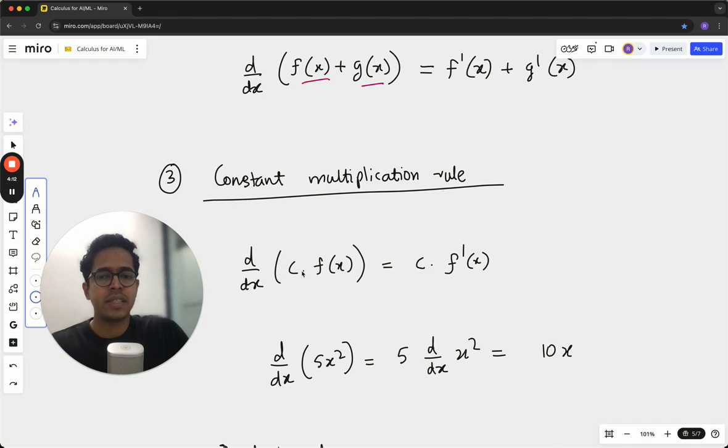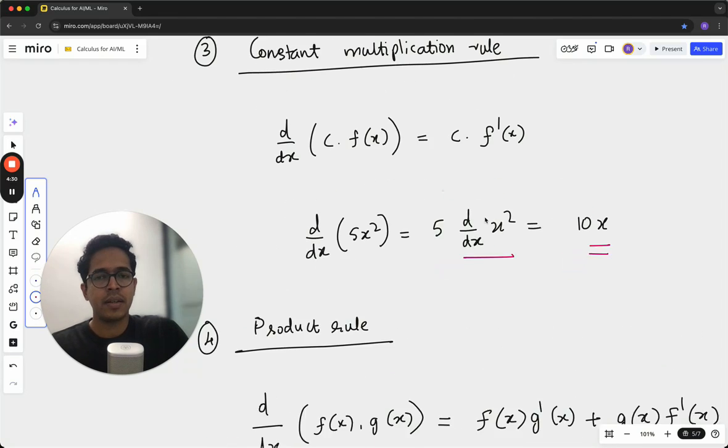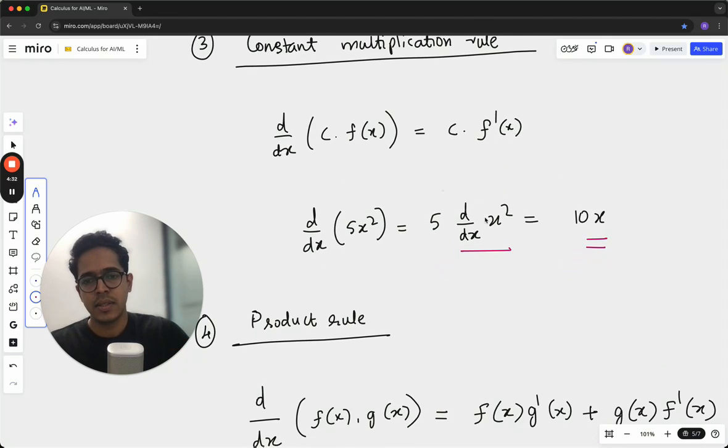So d by dx of c times f of x, where c is a constant, is c times f prime of x. So d by dx of 5x square is 5 times d by dx of x square, which, according to the power rule, is 2x. So 5 times 2x equal to 10x. Again, fairly straightforward. I don't want to spend too much time here and unnecessarily increase the length of this.